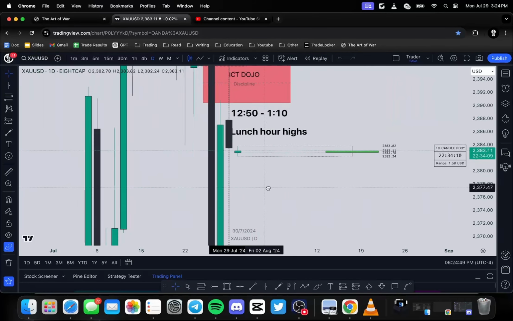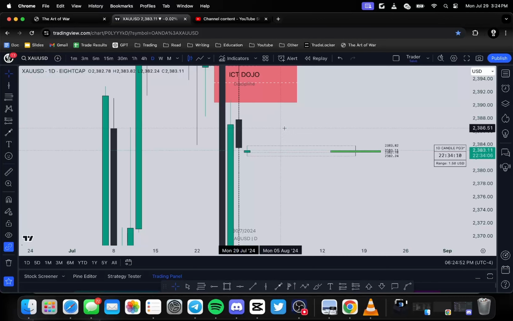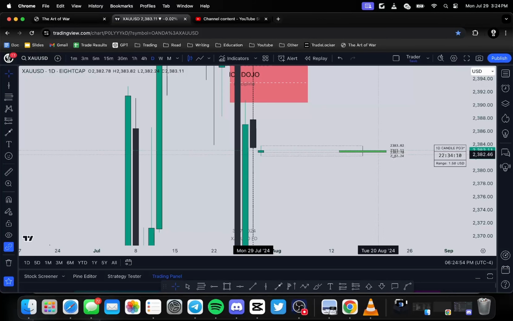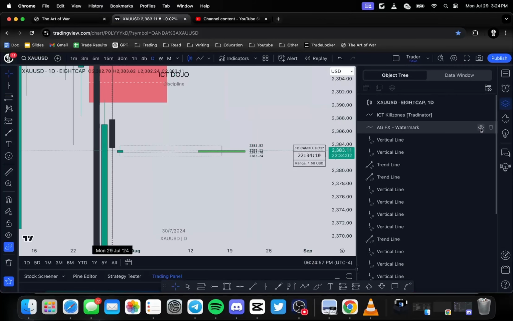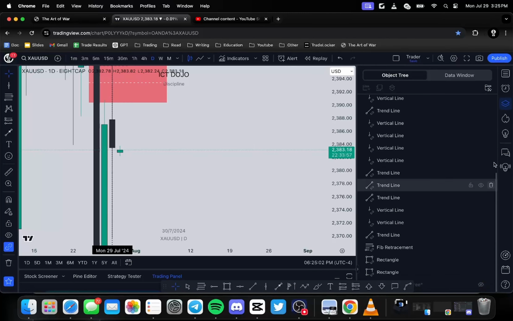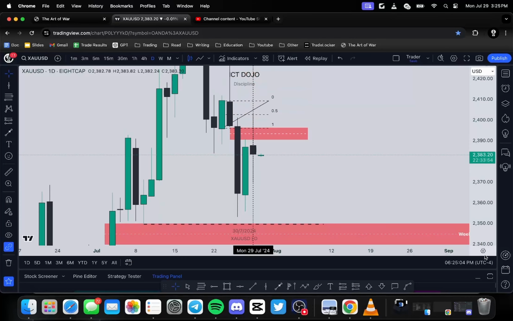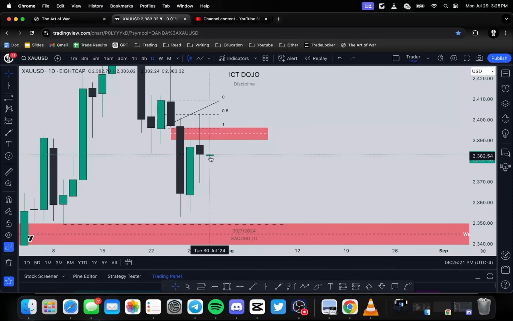Oh, sucks that it didn't show me my stats. Okay, this is how the daily candle closed. It closed with these fat wicks. So what am I expecting now? I'm expecting this next daily candle that just opened to correct one of these wicks.